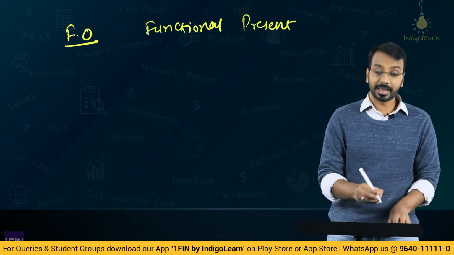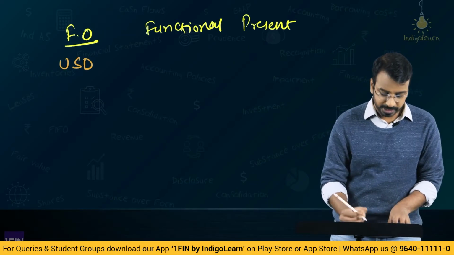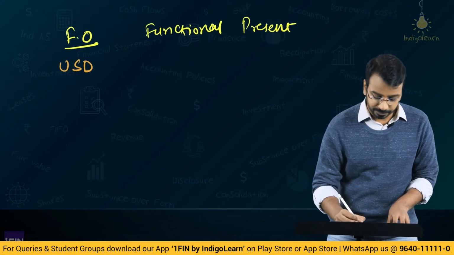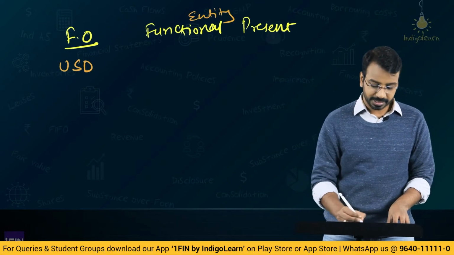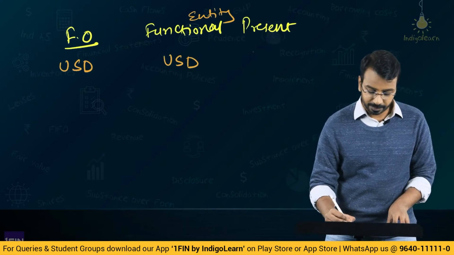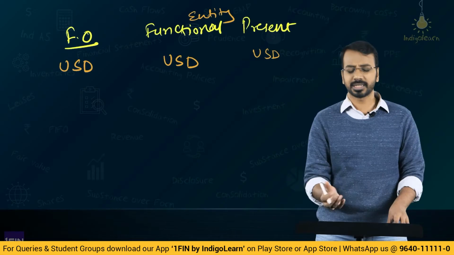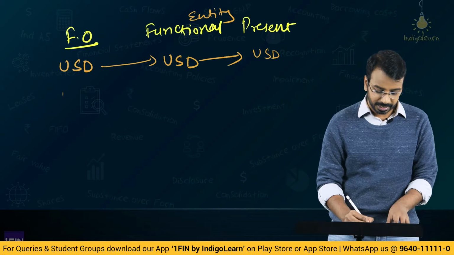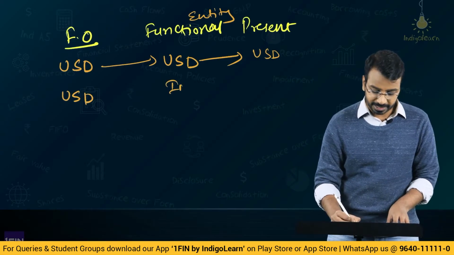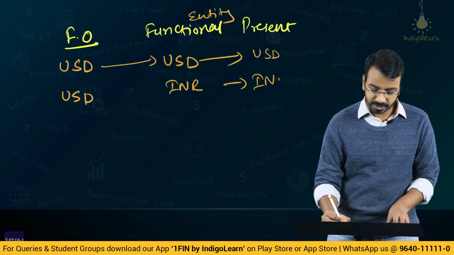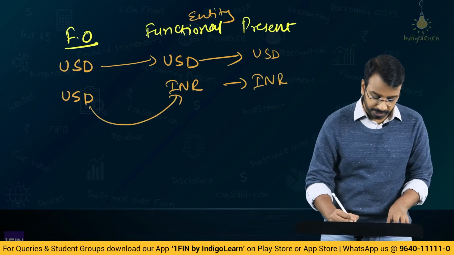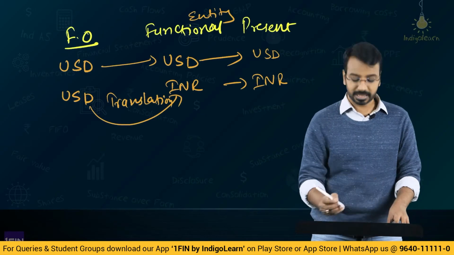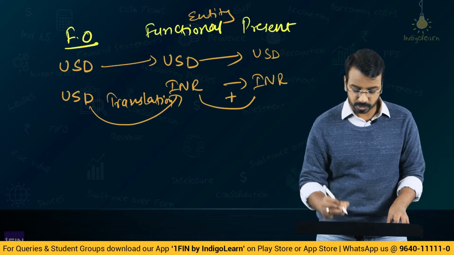Say for example this foreign operation has USD as functional currency. This Indian entity also has functional as USD and presentation as USD. Then there is no question of translation. You can just take this, add it here and bring it here. There is no question of conversion. Let us say this is USD, and functional here is INR and presentation here is INR. Then what do we do? From USD to INR, we do a translation, and from INR to INR, you will just do a simple addition.